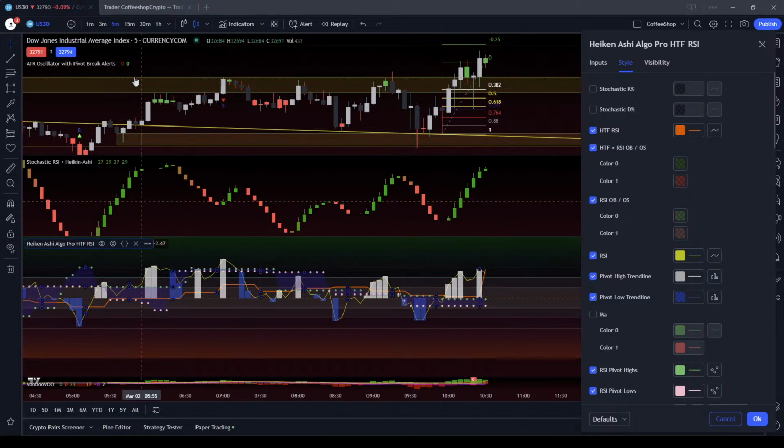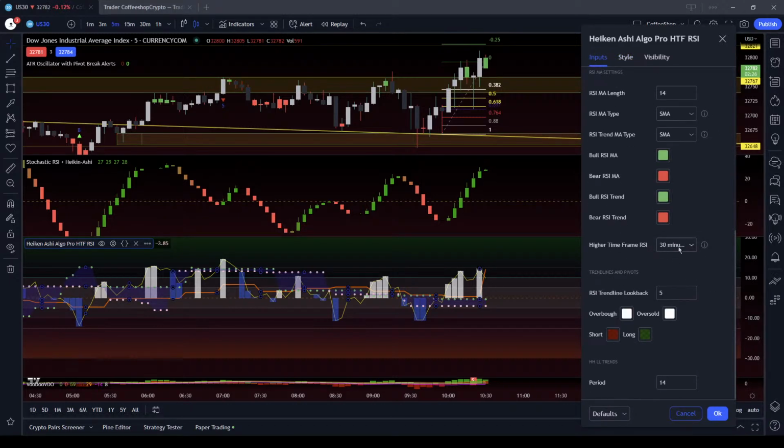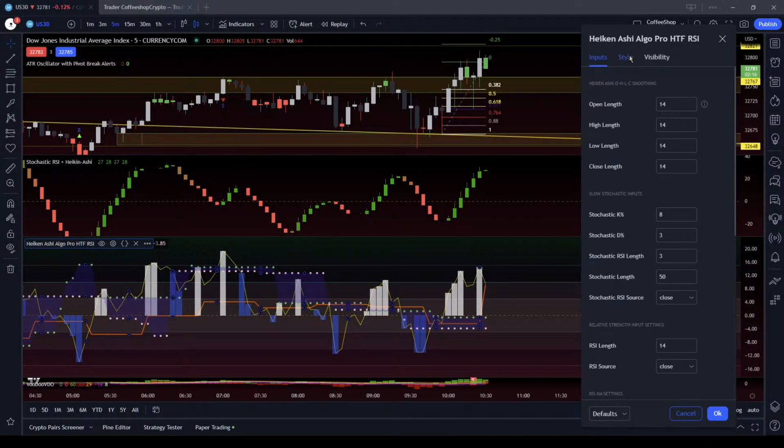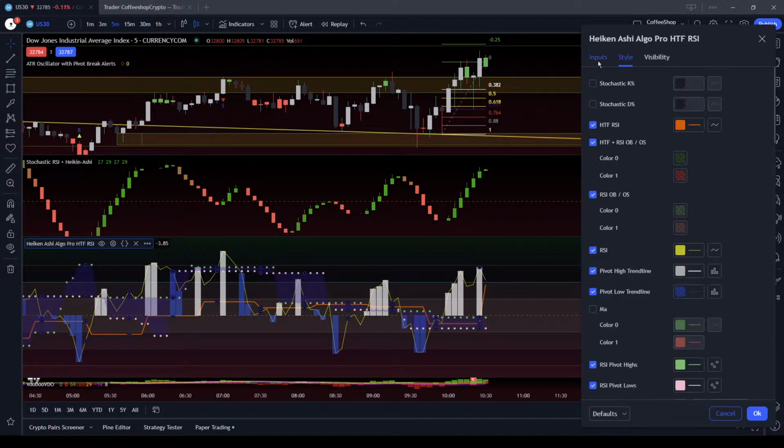Let's move over to the 15-minute chart, okay? And really take a look at things. But what I also want to do is set this up. High time frame is set for 30-minute. I'm going to set it for 45-minute, okay? This way I can have at least 3 RSI movements before I see some kind of activity, all right? And there we are, good.